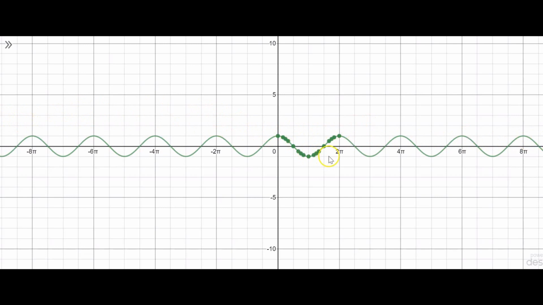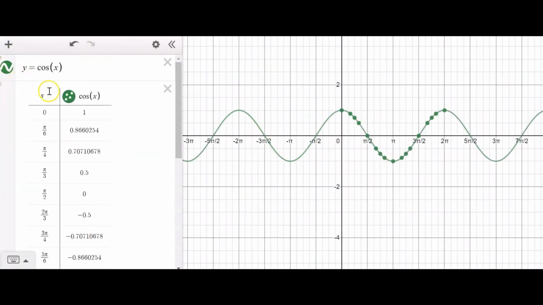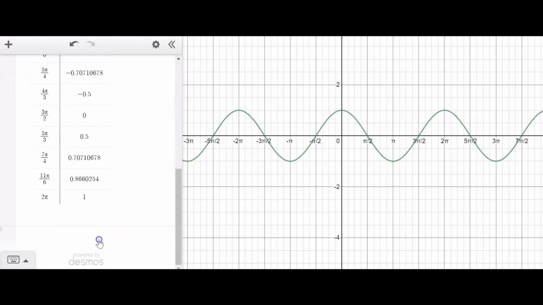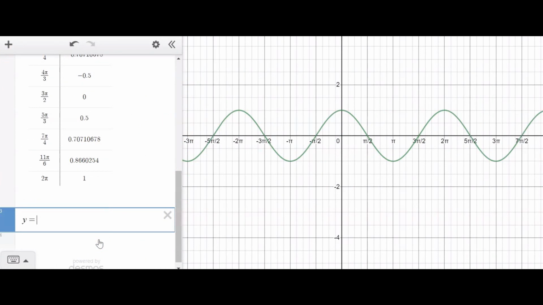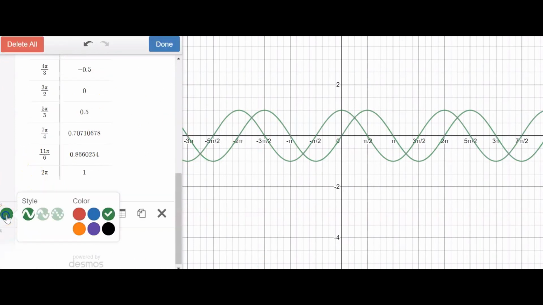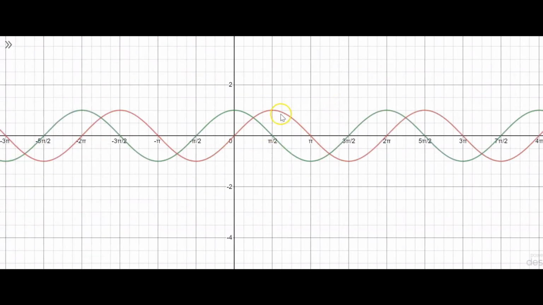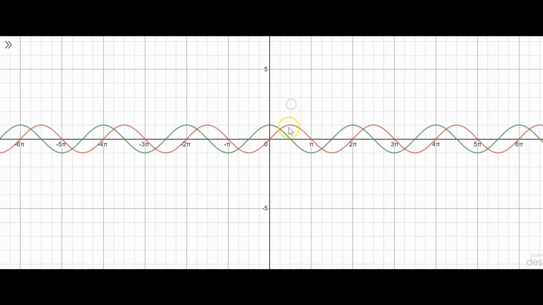Okay? Now what I want to do is I just want to show you what happens if we can see the sine graph at the same time. I'm going to turn off this, and I'm going to put in y equals sine of x, and I'm going to change the color to red like it was before. And you can see now, we can see both the sine and the cosine waves right next to each other.